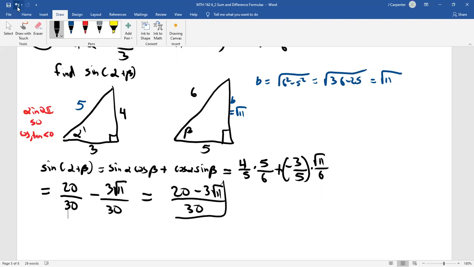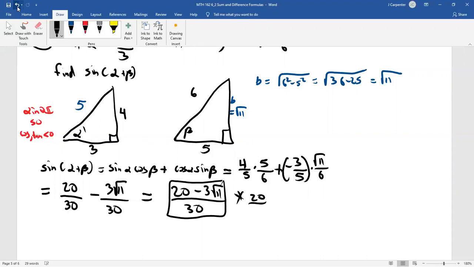So this is your answer. Nothing reduces here. Oh, 10 goes into 20 and 30. Yeah, but not 3. Oh, 3 goes into 3 and 30. Yeah, but not 20. Remember, you got to reduce with everything when it's a combined fraction. So that's one good answer.